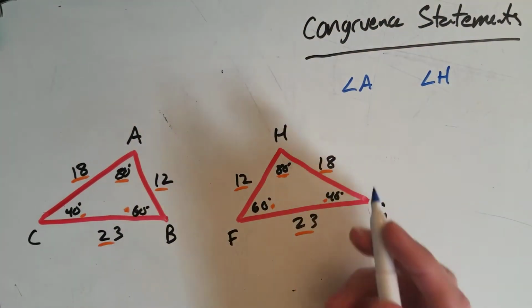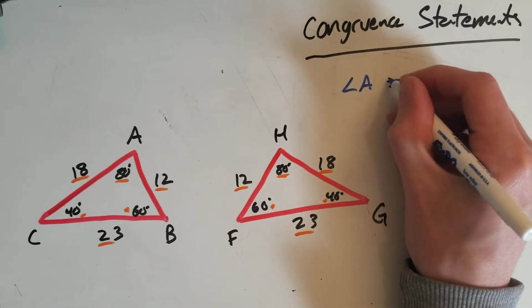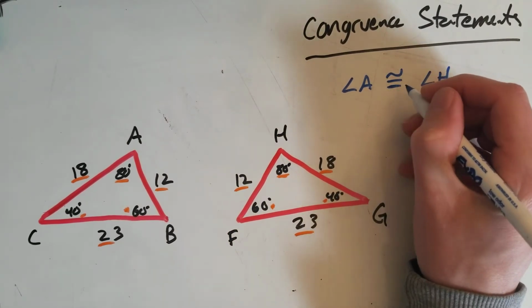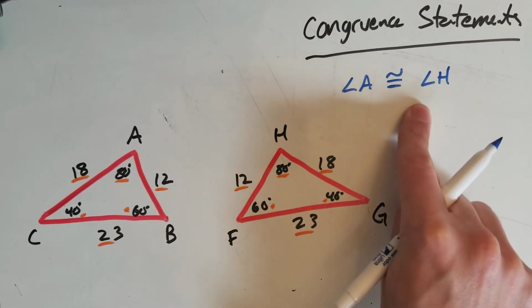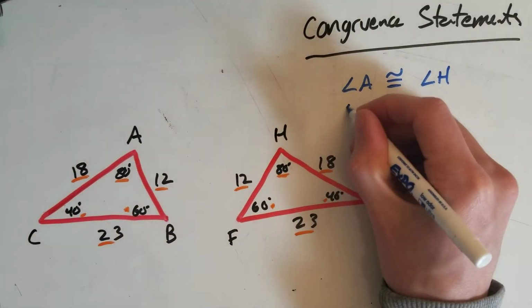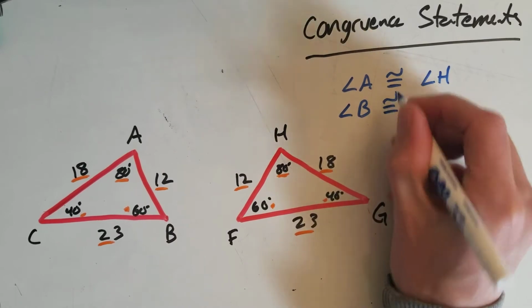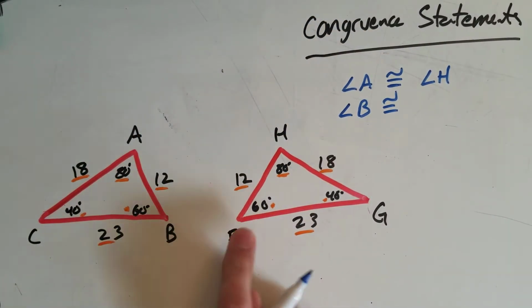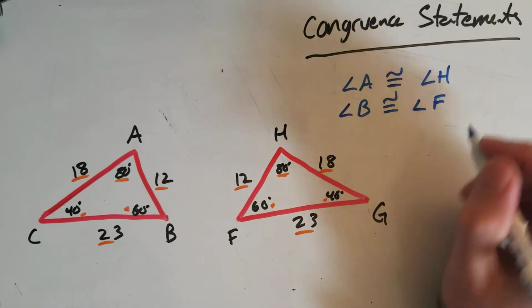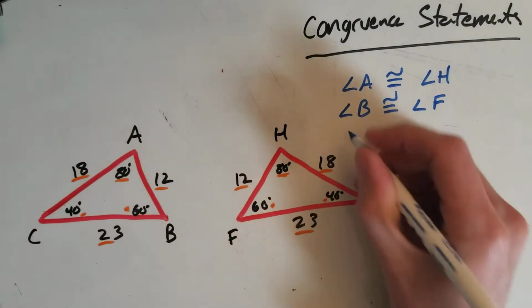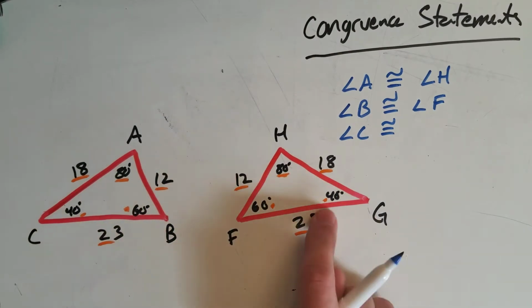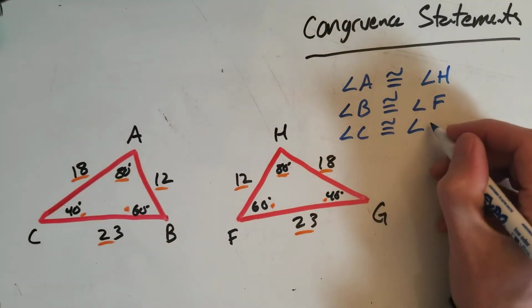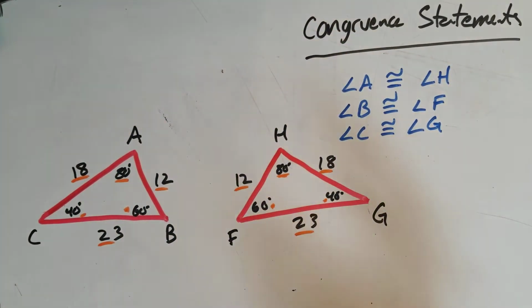And since they're congruent, they have the same measure, we're going to use that congruency marking that we did way back when. So angle A is congruent to angle H. This is one of the congruence statements. Angle B is congruent to, well, B is the 60, that goes with the 60. So it goes with angle F. And angle C goes with angle G. The 40 goes with the 40. So we're just listing the parts that are congruent, the parts that are corresponding.